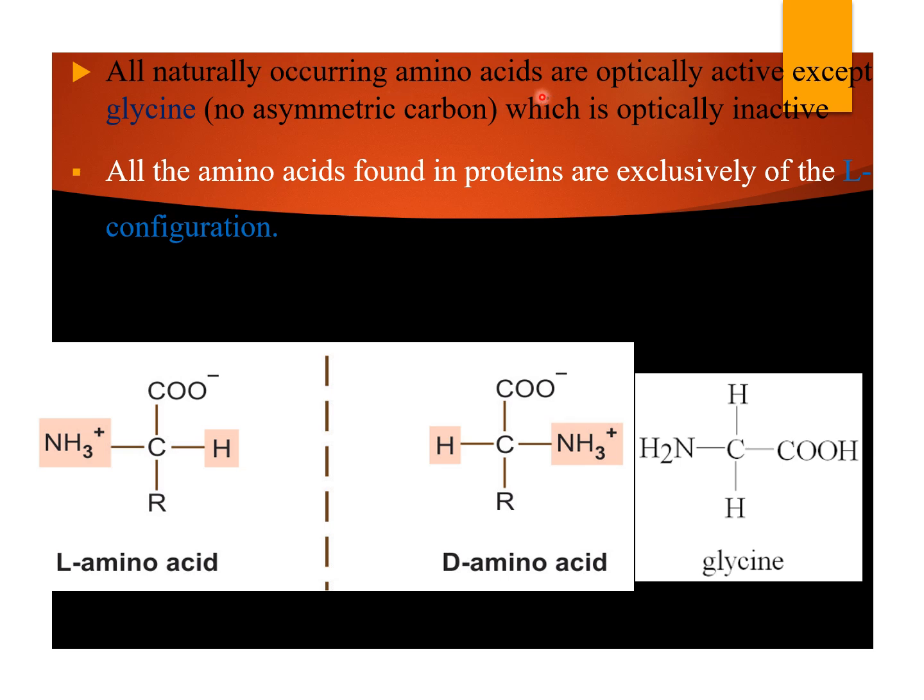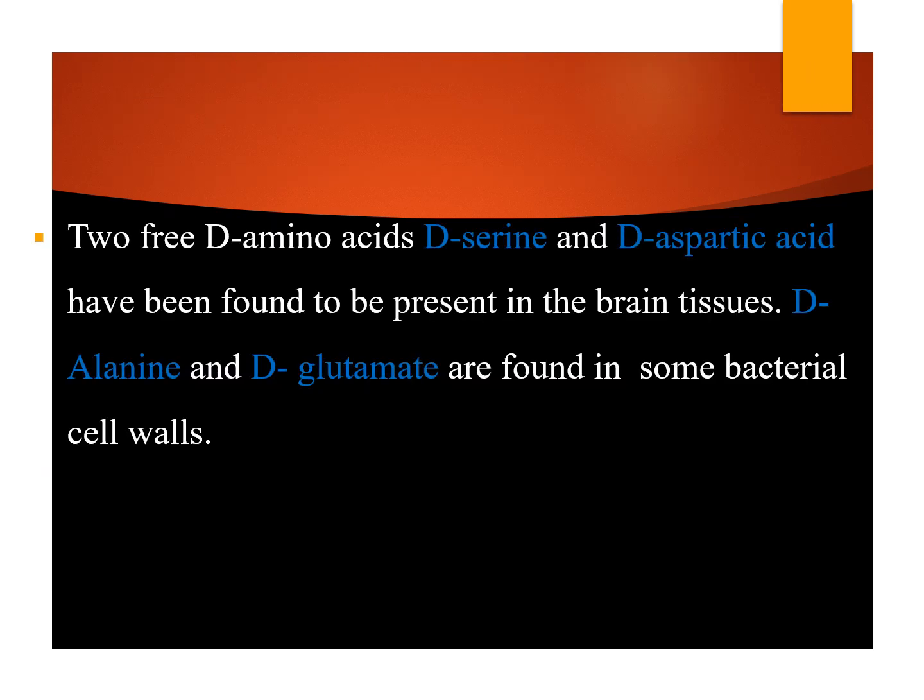All naturally occurring amino acids are optically active except glycine. No asymmetric carbon is present in this molecule, so it is optically inactive. You can see the structure of glycine. Glycine has two hydrogens, two valencies are common, so it is optically inactive. While in the rest of the amino acids, whether D or L, all four valencies are different. That's why these are optically active.